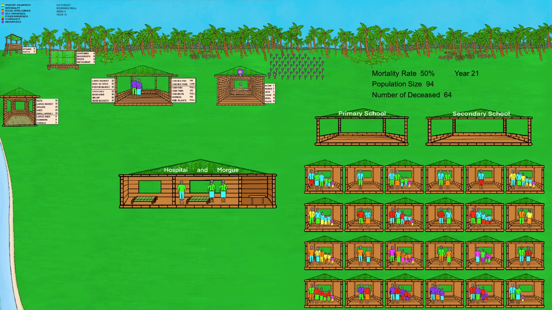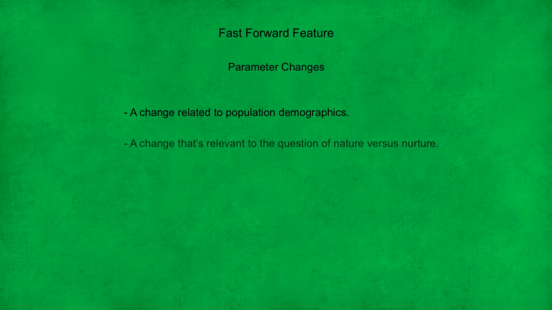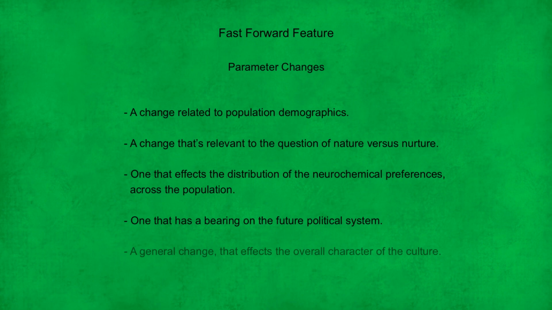And we could fast forward the simulation 50 or 100 years, while continuing to do all the daily processing, to see what the results would be. Or if we wanted to, we could see what effect a change to any parameter might cause, to the population and culture as a whole. Be that a change related to population demographics, as we just saw, or a change that's relevant to the question of nature versus nurture, or one that affects the distribution of the neurochemical preferences across the population, or one that has a bearing on the future political system, or even a more general change that affects the overall character of the culture.